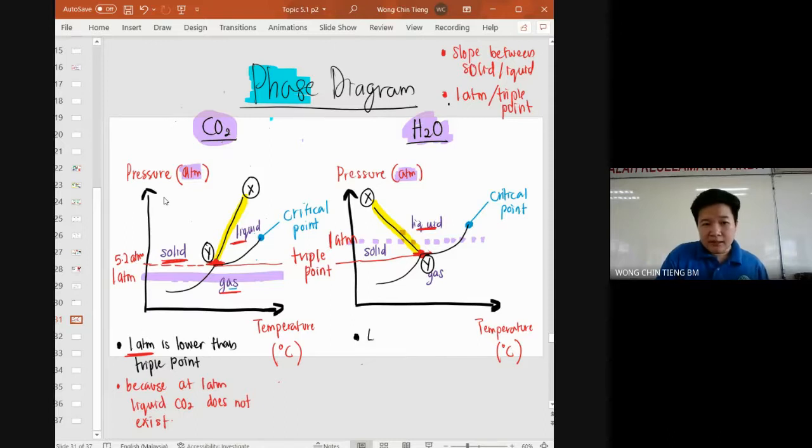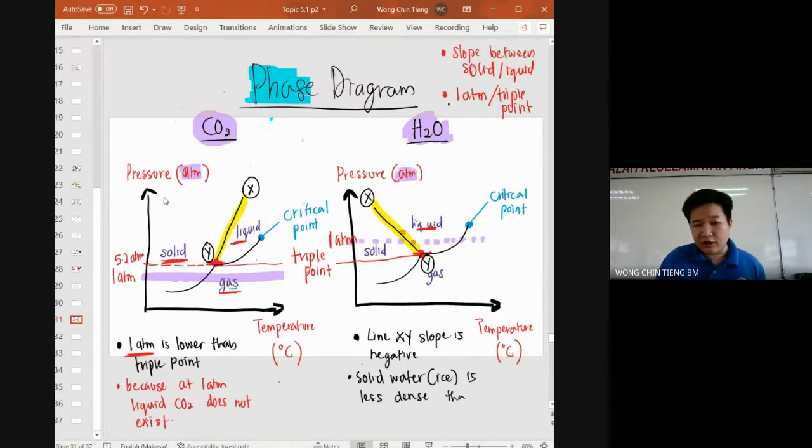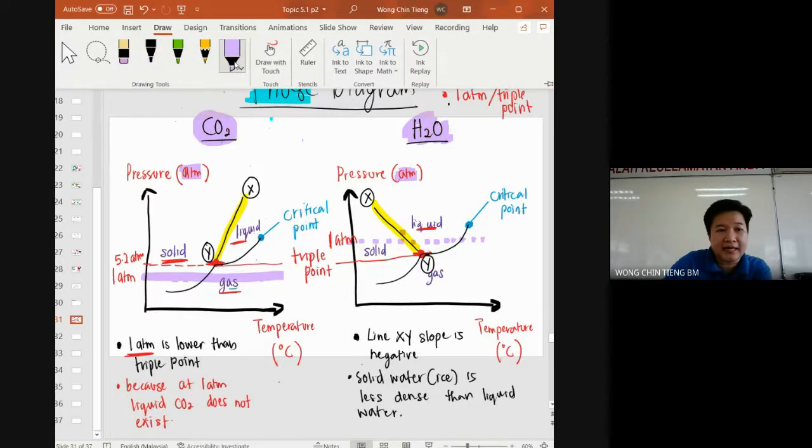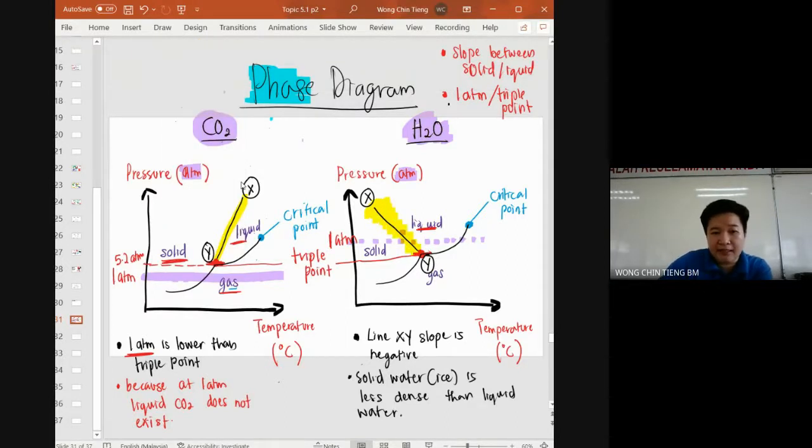So, in water, the line XY slope is negative. Alright, negatif bermakna dia akan ke arah kiri, dia akan cenderung ke arah kosong. Kenapa negatif? Because solid water, which is your ice, is less dense. Dia akan terapung. It's less dense than your liquid water. Alright, bila air kamu dengan ice kamu akan terapung. Kenapa terapung? The anomalous behavior. Okay? So this yellow line adalah sebab kenapa dia jadi negatif. Kenapa dia adalah negatif? Sebab solid water is less dense than the liquid water.